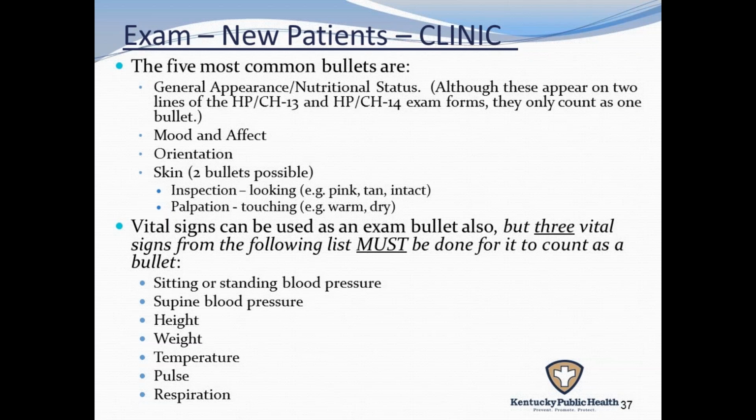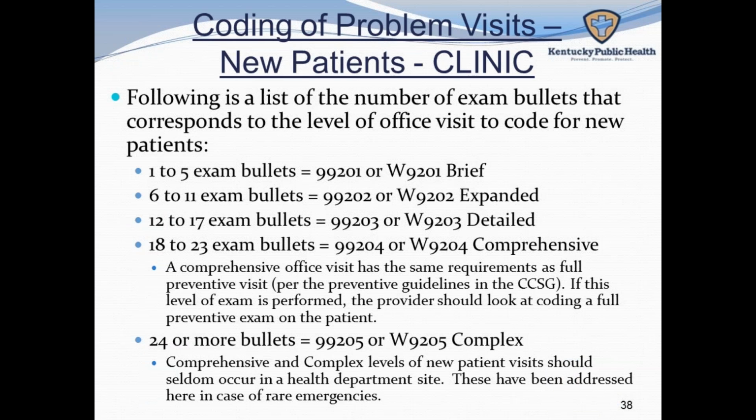Now, that's your 5 most common bullets. Now, if you add 3 vital signs, with vital signs, it is a 3-for-1. Okay, so you have to have 3 vital signs in order to get 1 exam bullet. When I list your vital signs there, that's not all of them, of course, but it's one of those things that I ran out of room. So that's what I could fit on that. So it's a 3-for-1, though. Just remember, you have to have 3 vital signs to get 1 exam bullet.